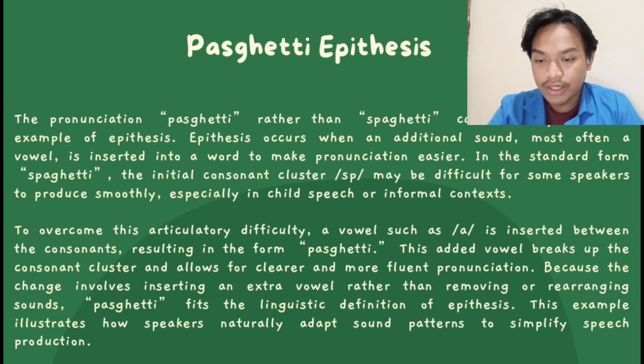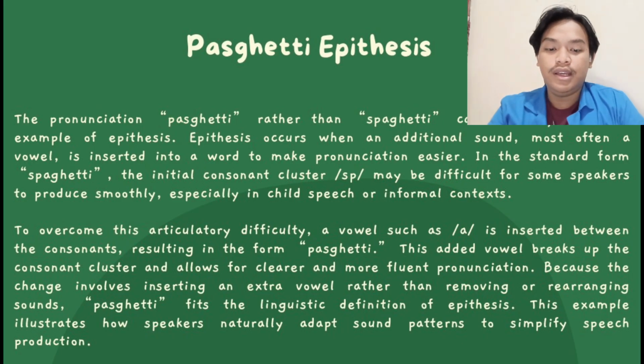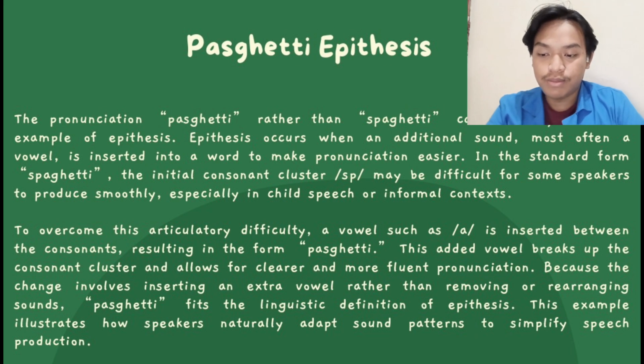To overcome this articulatory difficulty, a vowel such as "a" is inserted between the consonants, resulting in the form "pasghetti." This added vowel breaks up the consonant cluster and allows for a clearer and more fluent pronunciation. Because the change involves inserting an extra vowel rather than removing or rearranging sounds, "pasghetti" fits the linguistic definition of epithesis. This example illustrates how speakers naturally adapt sound patterns to simplify speech production.